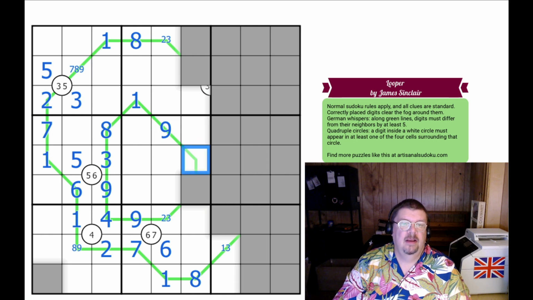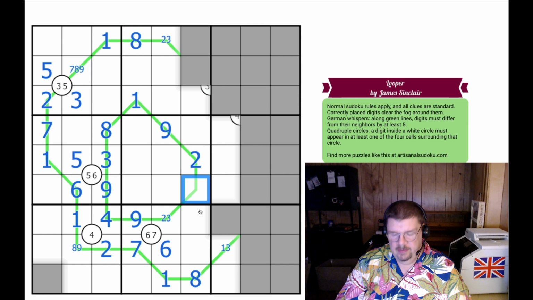This is now a low digit. It can't be a 4 because this would have to be another 9. Therefore, with the 1 and the 3 taken in the row, that is a 2. And this is a high digit, and it can't be a 6, 9, or 8. That is a 7, which causes this to be a 2.